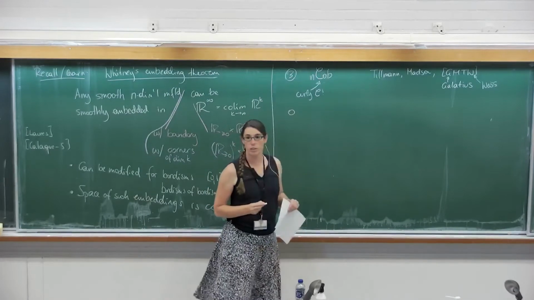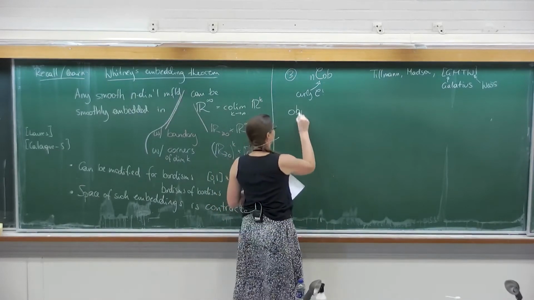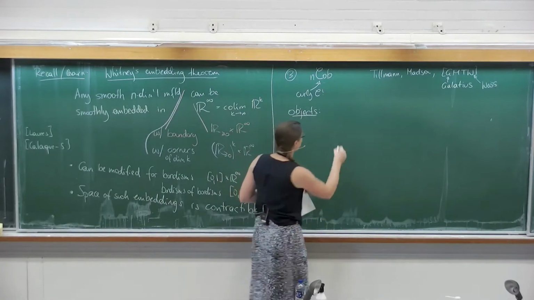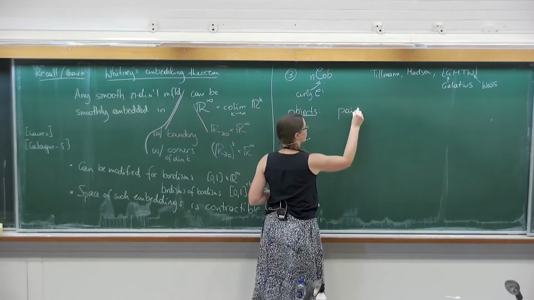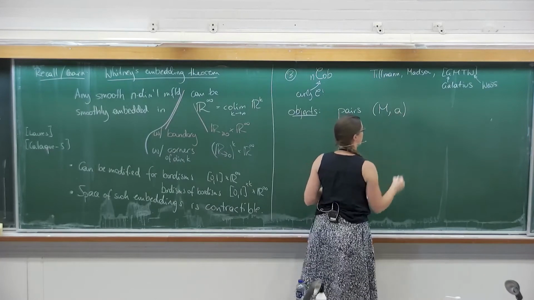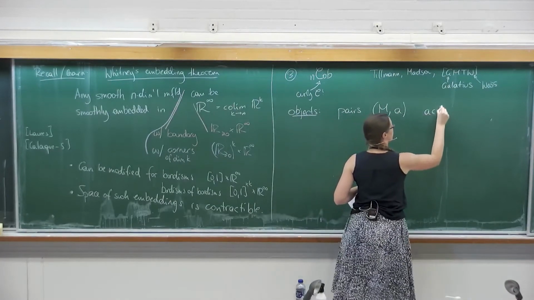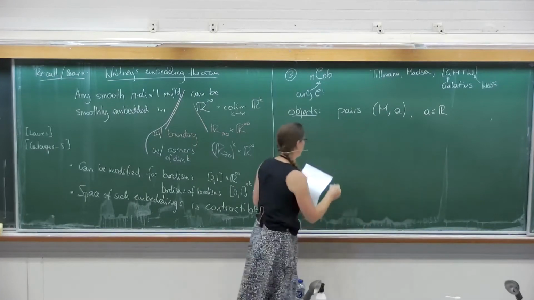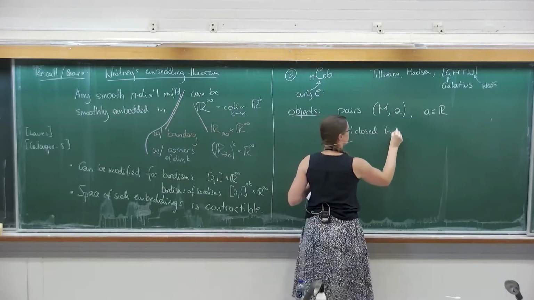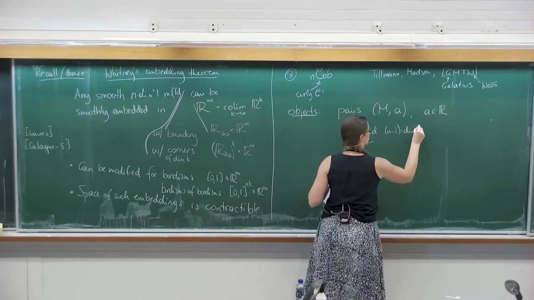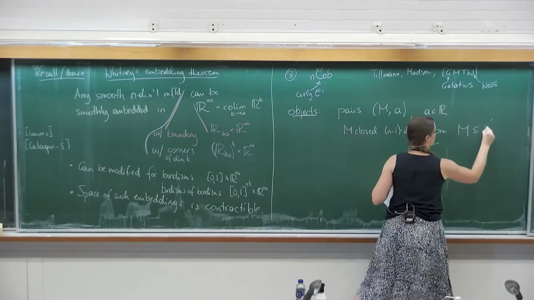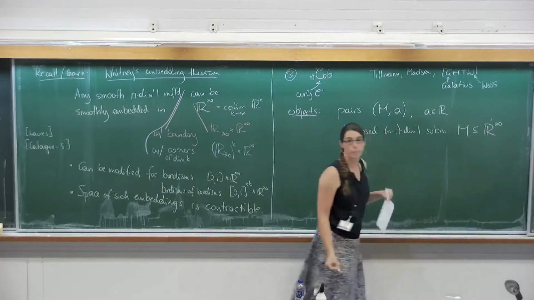So this is a very local thing. What are objects in this category? The objects will be pairs, M a manifold, and a a number. So a is a real number, and M is now a closed (n-1)-dimensional submanifold of some big R^∞.